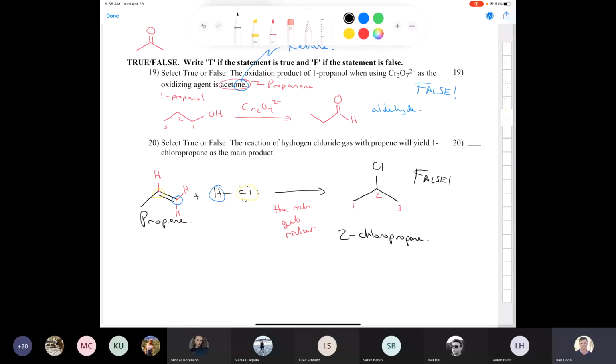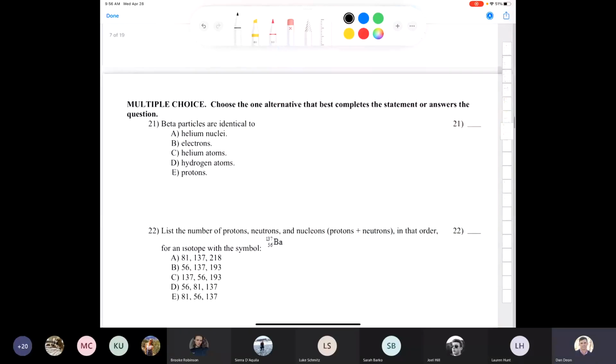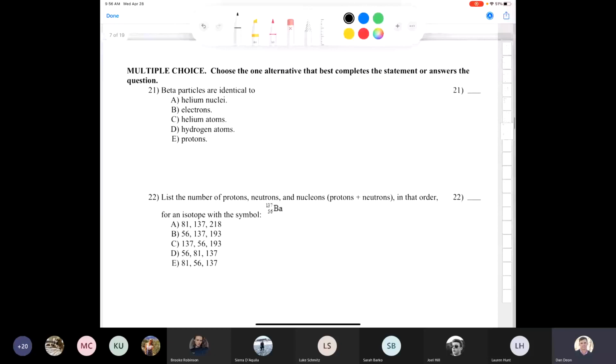All right. Let's move on to question 21. This is where we get into nuclear chemistry. It says beta particles are identical to, and this is something that we talked about even in General Chemistry 1 when we talked about Rutherford's gold foil experiment. We said that an alpha particle is a helium nucleus. A helium nucleus, right? Sorry, did I say beta particles? Sorry.